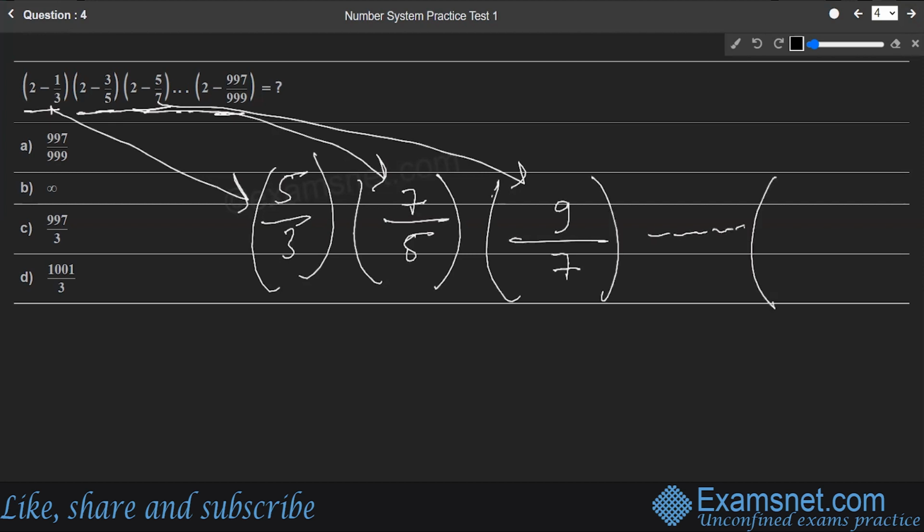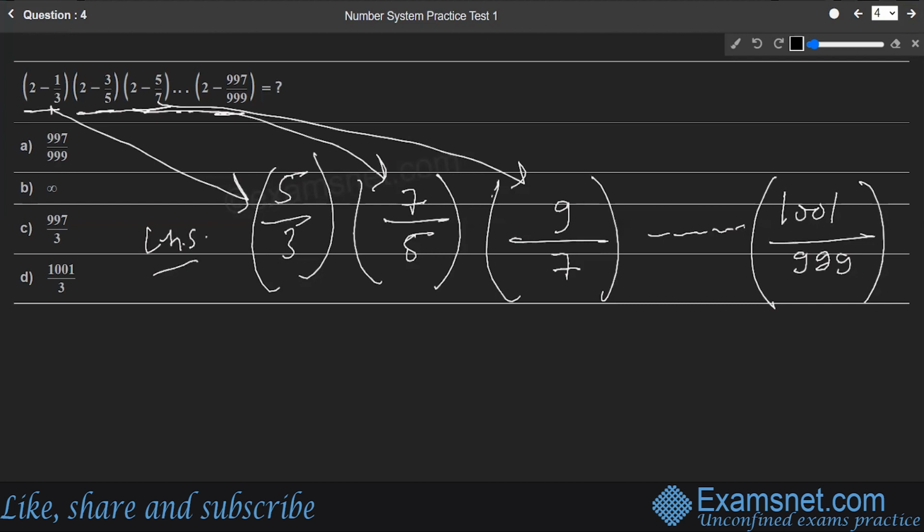And the last value that is given is 2 - 997/999. Obviously, the LCM is going to be 999. Then 999 into 2, that is going to be 1998. 1998 minus 997 will be 1001. So this is going to be the complete left hand side.